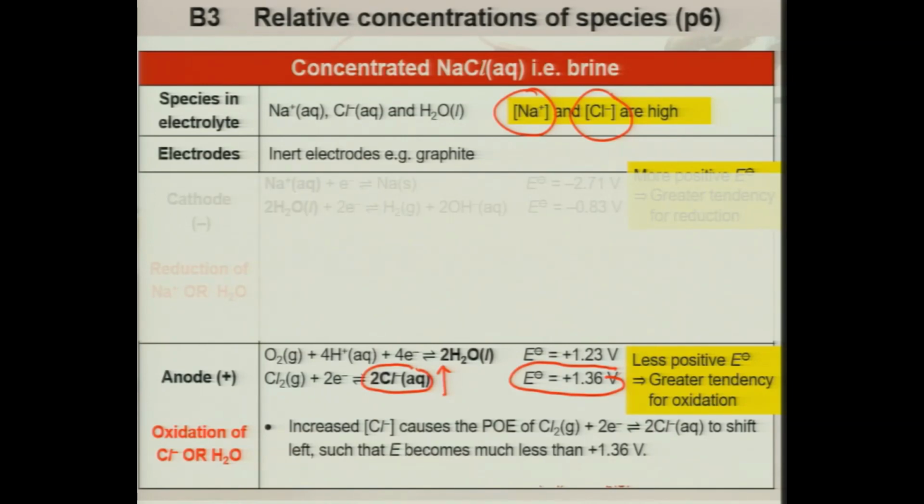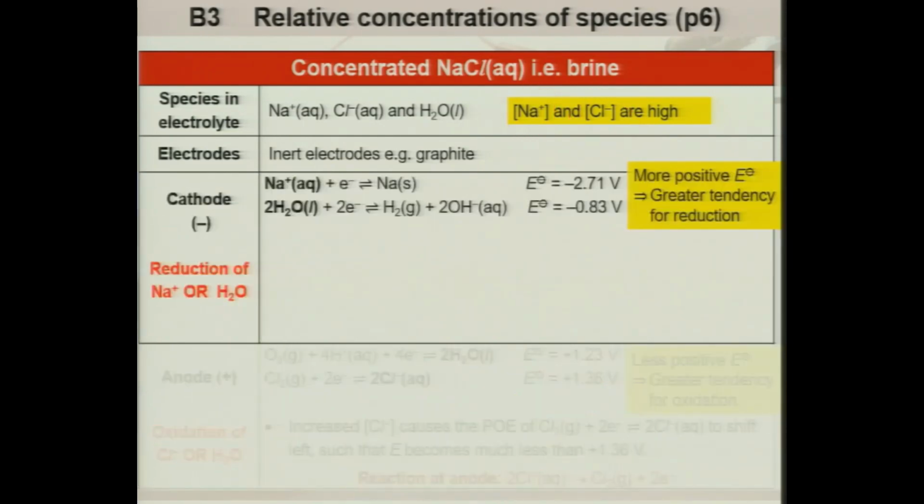It is possible for the E value to become less positive and reach a smaller value, for example, only 1 volt. What this tells you is that because of the concentration change, now the E value for the chlorine-chloride half equation favors that oxidation. This oxidation, in fact, is now favored, which is why at higher concentrations the chloride is actually oxidized.